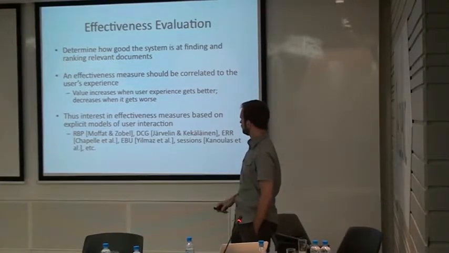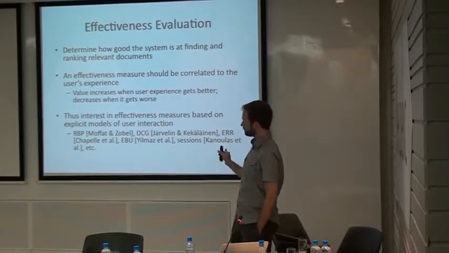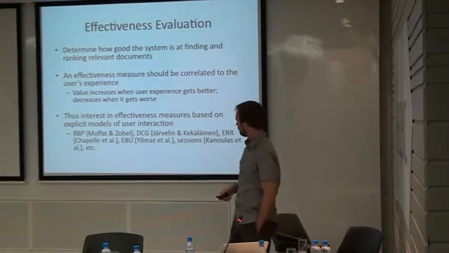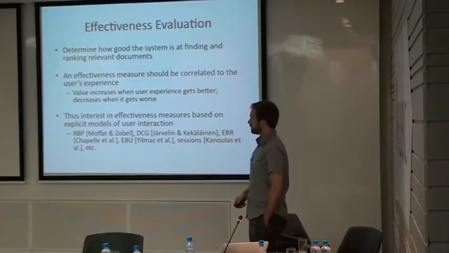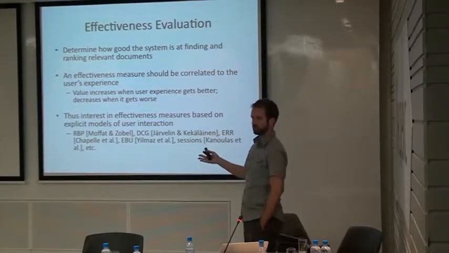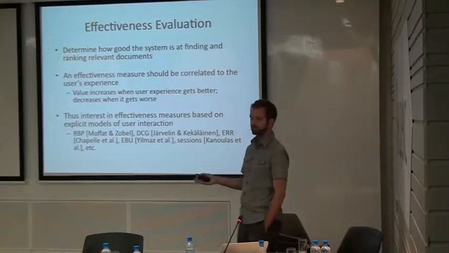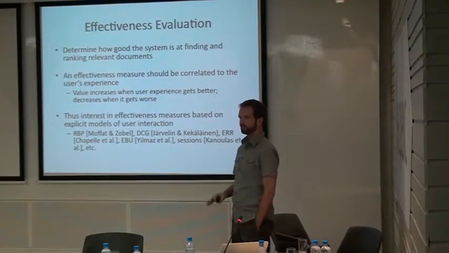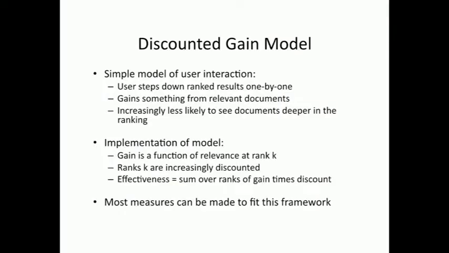So lately, there's been a lot of interest in effectiveness measures that are based on explicit models of user interaction with the ranked results. Some examples of these are the rank-biased precision measure of Alistair Moffat and Justin Zobel, discounted cumulative gain, which I'm sure you all know, expected reciprocal rank of Olivier Chapelle et al. from Yahoo, expected browsing utility from Emine Yilmaz from Microsoft, some session measures that Evangelos is going to talk about next, and there's other work on this as well.